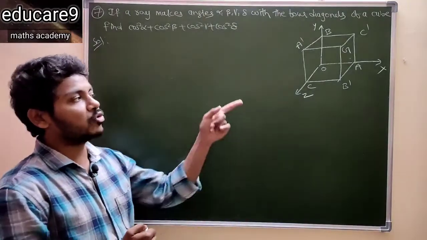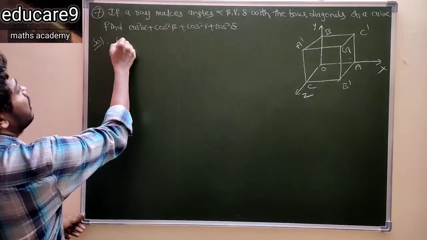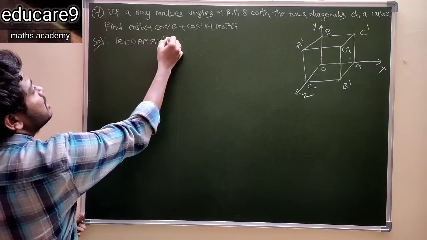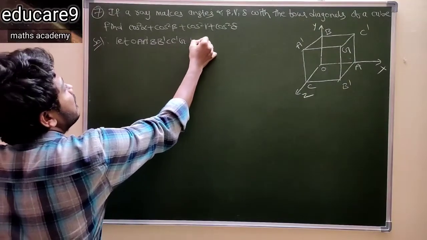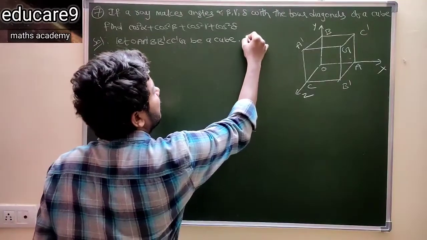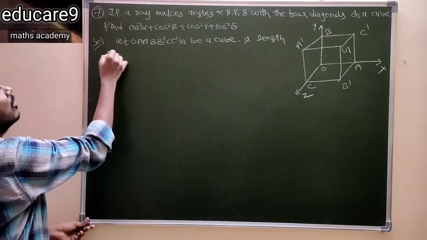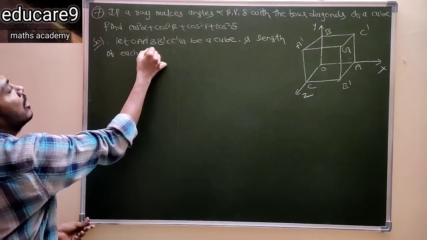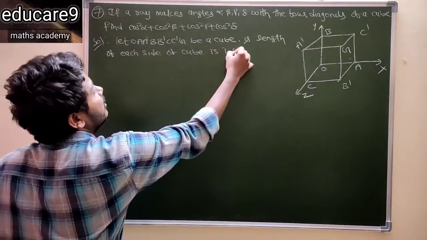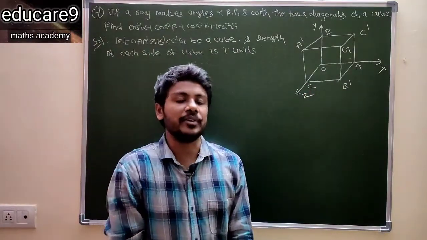See here, first we need to find the diagonals of a cube. So see here, select O, A dash, B dash, C dash, G, the cube. And length of each side of the cube is 1 millimeter. We have to take the length of each side of the cube as 1 millimeter.